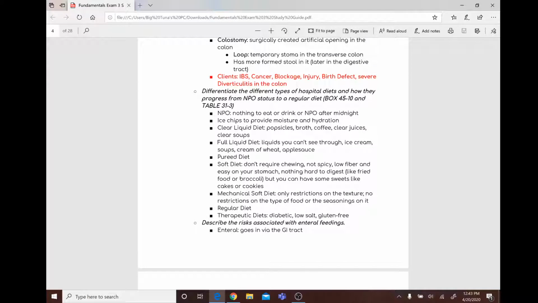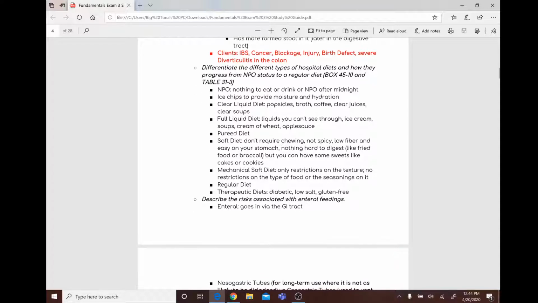What is a clear liquid diet? Popsicles, broth, coffee, clear juices, clear soups. What is included in a full liquid diet? Liquids you can't see through: ice cream, soups, cream of wheat, applesauce. What is a soft diet? Doesn't require chewing, not spicy, low fiber, and easy on your stomach, nothing hard to digest, but you can have some sweets like cakes or cookies. What's a mechanical soft diet? Only restrictions on the texture, no restriction on the type of food or seasonings on it.